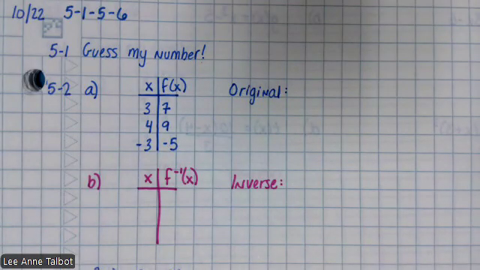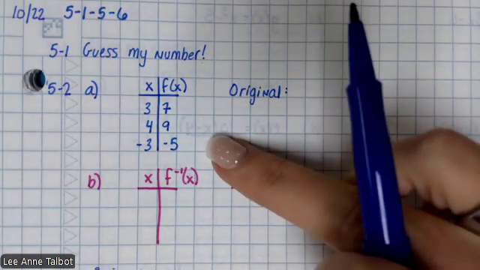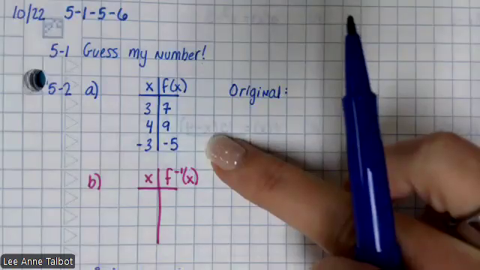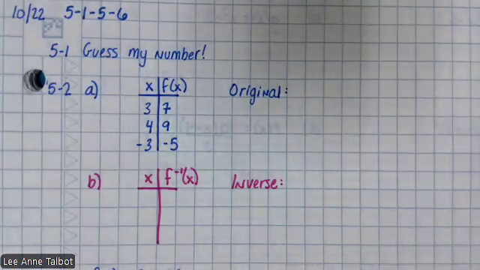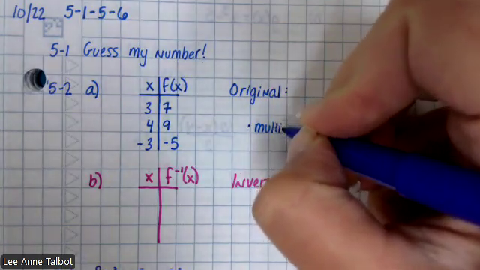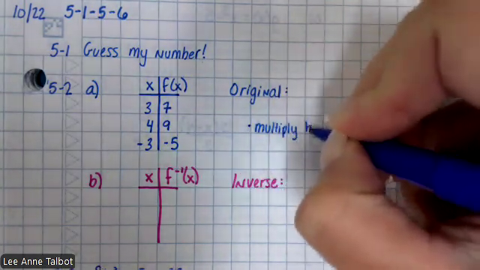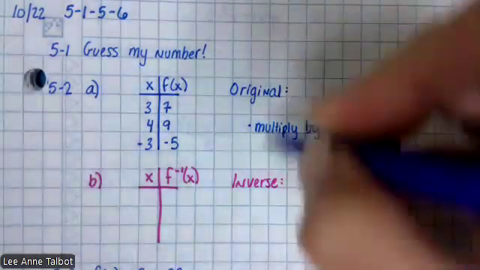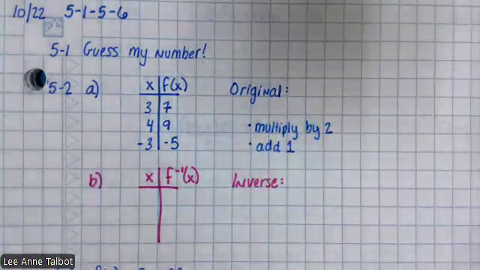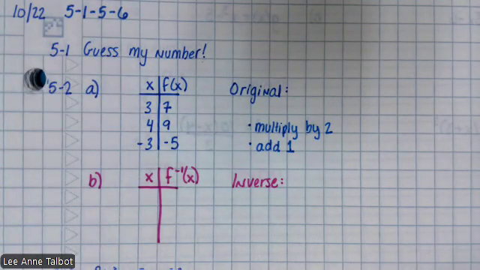Okay, so number 2. What is the rule for this table? There's always somebody in the class who's really good at finding the rule. Yes. Beautiful. Okay, so multiply by 2, add 1. Multiply by 2, add 1 is the rule for this table.